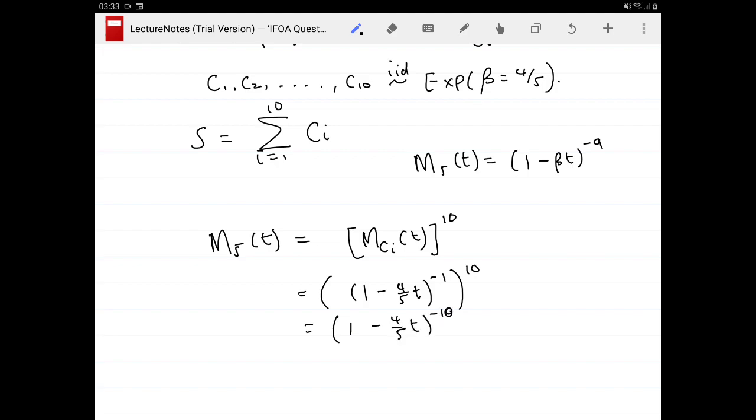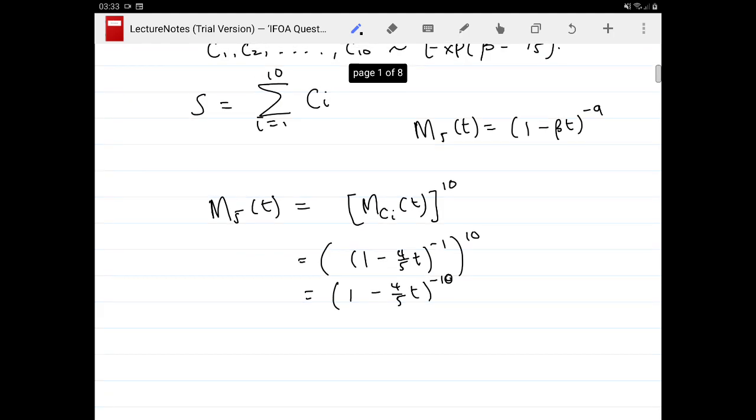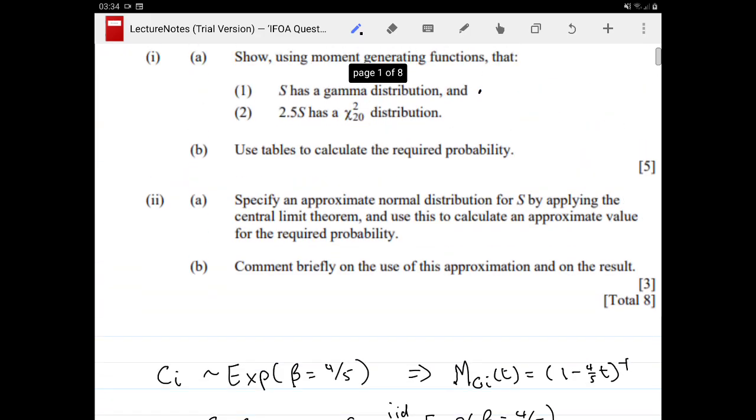So there we've shown that the MGF of S is of the form 1 minus something t to the power of minus something. Therefore S has a gamma distribution with alpha 10 and beta 4.5. We just match these up: minus alpha is minus 10, so alpha is 10, and minus beta is minus 4.5, so beta is 4.5. Okay, so that's the first question.